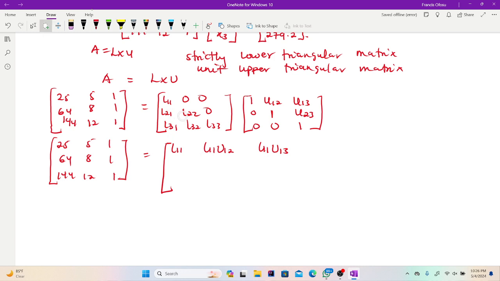Then the second row, I'll multiply by each column. So L21 by 1 is what? L21. Is that not it? Then your L22 by 0 is 0 plus 0 is 0. So this one too is L21.